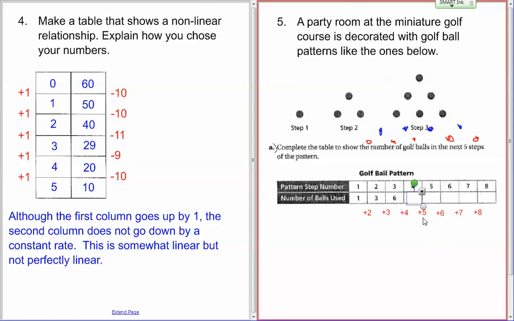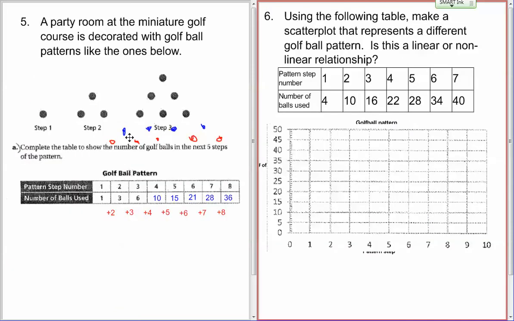So 6 plus 4 is 10. 10 plus 5 is 15. 15 plus 6 is 21. 21 plus 7 is 28. And 28 plus 8 is 36. So those 5 numbers are what I was looking for.